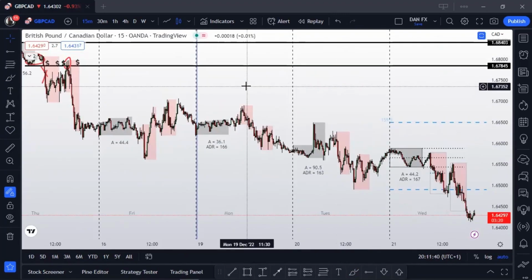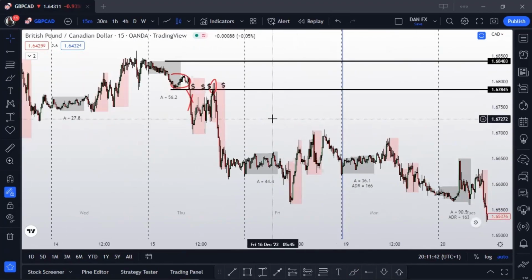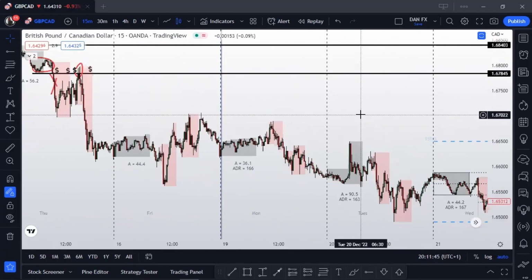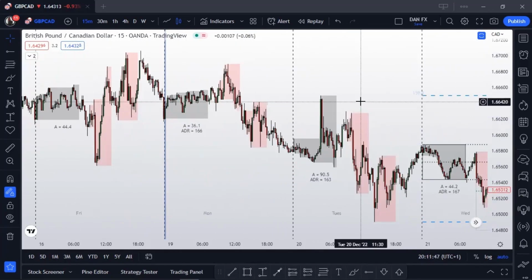So there are basically 3 types of this Asian range liquidity strategy. I've explained 2. I'm going to be explaining the 3rd type in my upcoming video.